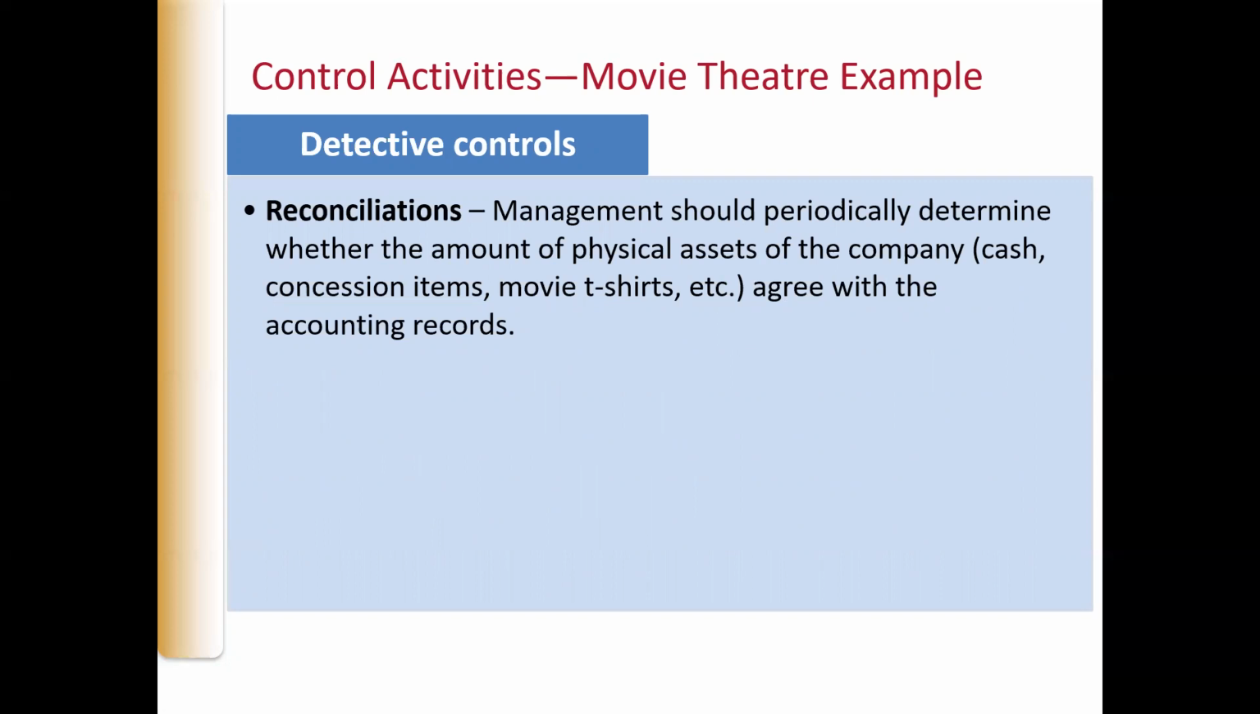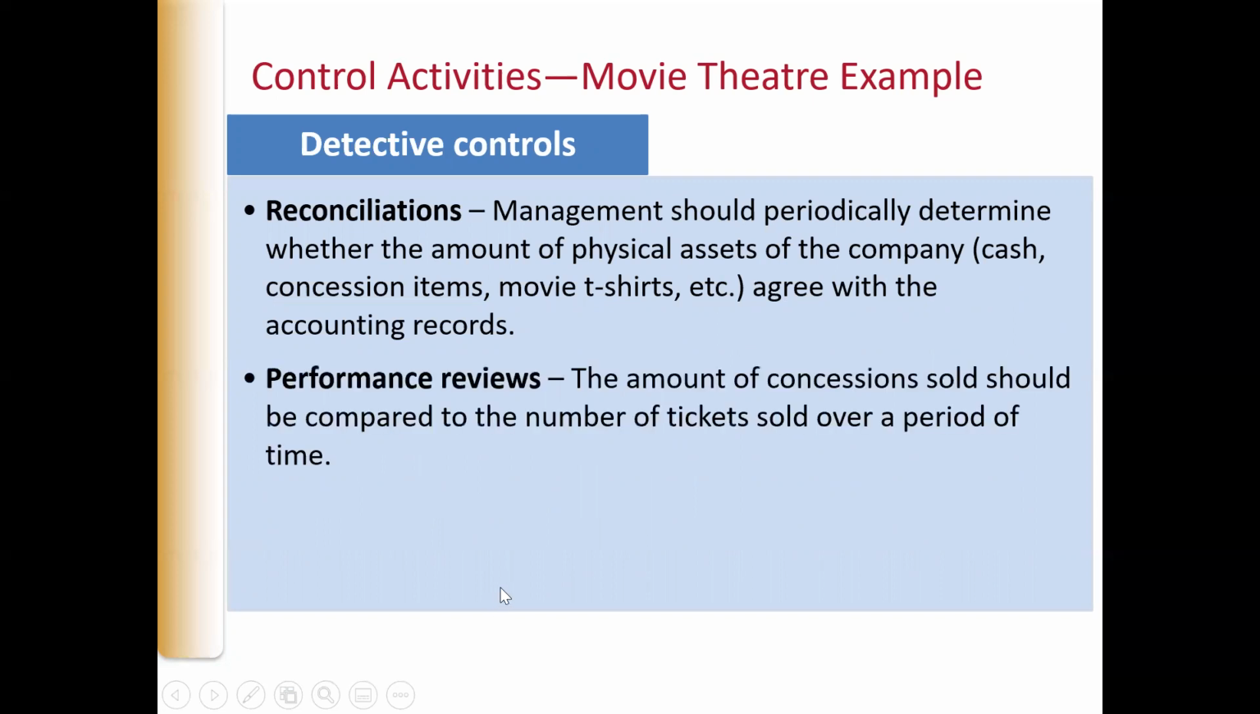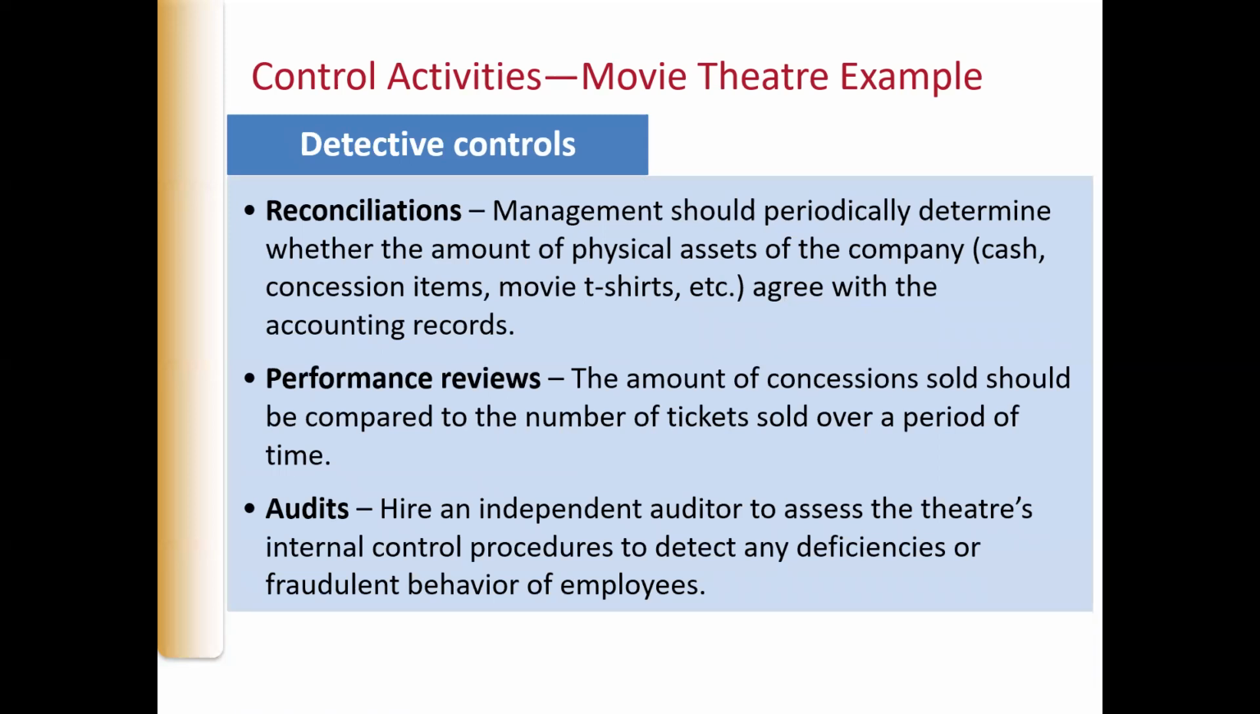Detective controls will help locate, hopefully, something that has gone awry. Reconciliations, where you review periodically or systematically that the physical assets of a company agree with what the accounting records show. Performance reviews is you look and see, okay, if this amount of concessions are sold, how does this relate to the tickets that were sold? And you draw some type of analysis. And then in audits, you hire external independent auditors to just look at the internal control procedures and see if anything's awry or amiss.